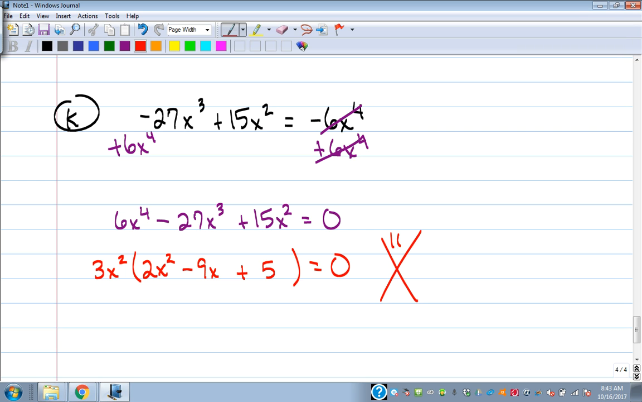Two times 5 is 10, and add to be negative 9. Multiply to be positive 10 and add to be negative 9. Negative 10 times negative 1 adds to be negative 11. That doesn't work. Negative 5 and negative 2 adds to be negative 7. That doesn't work. And that's all that multiplies to be 10 and could add to be a negative. So that doesn't factor any further. What do we do now?